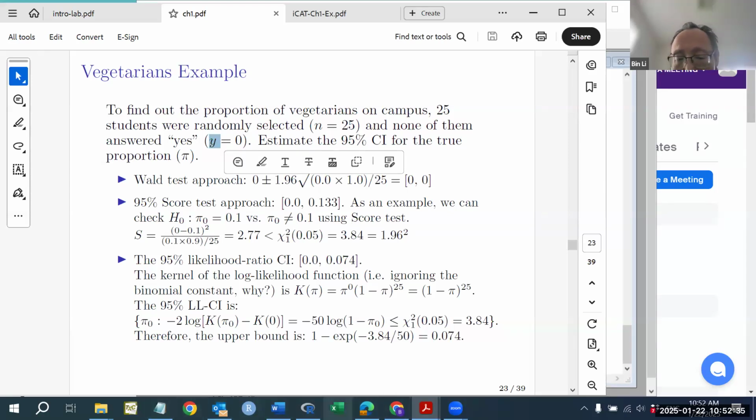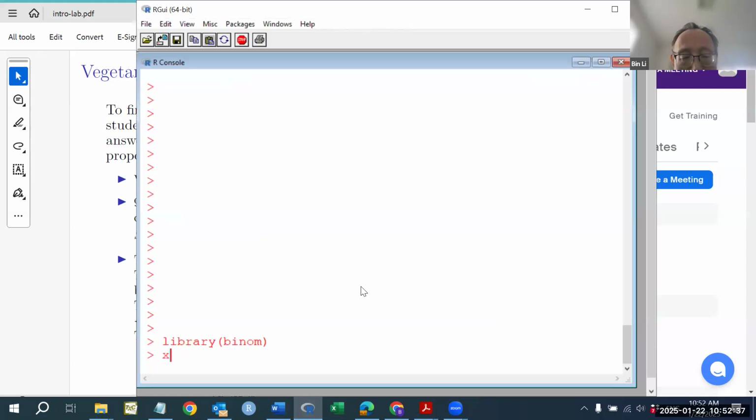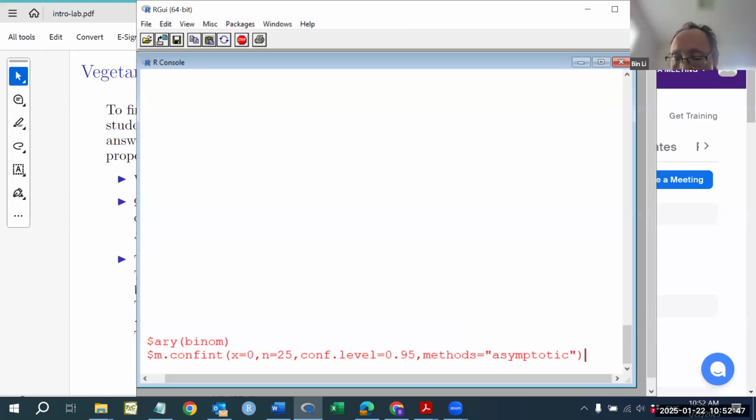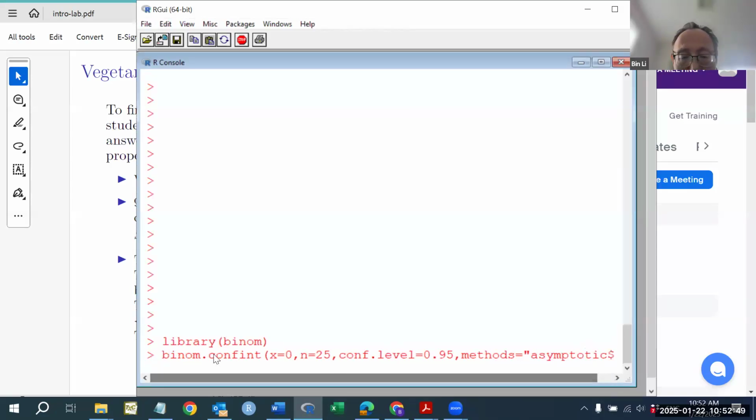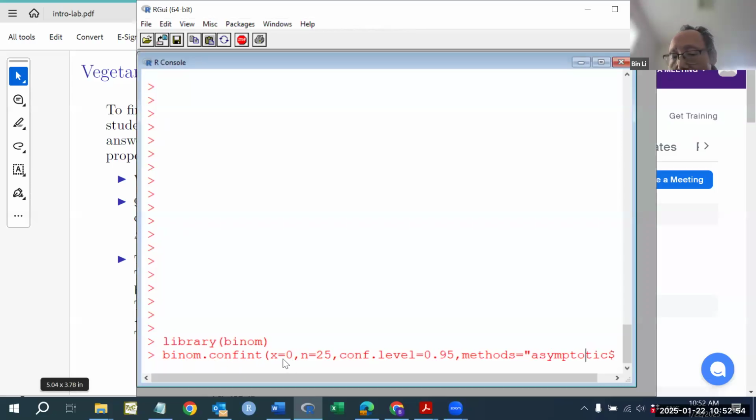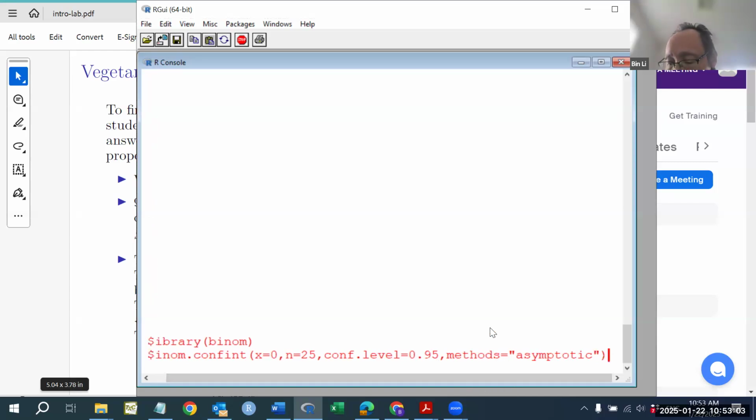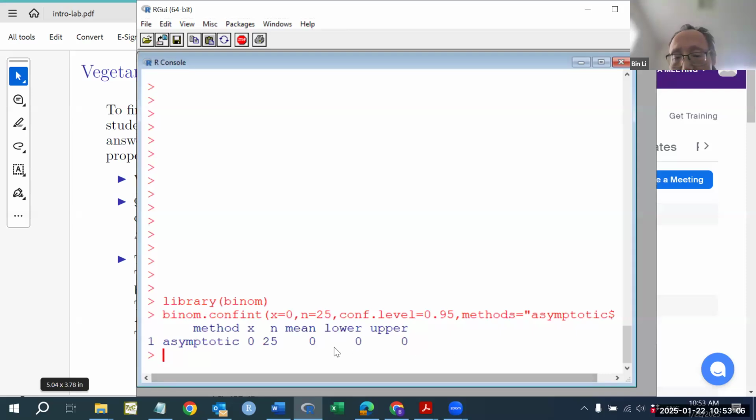So what we can do in R, if we want to do the Wald test, is that line of the function. It will be just binom.confint with 0 successes, 25 trials, confidence level 0.95, and method asymptotic. Then return. You can see the lower is 0, upper is 0.